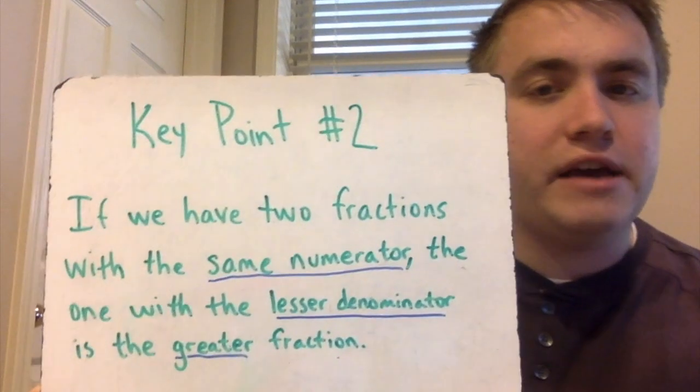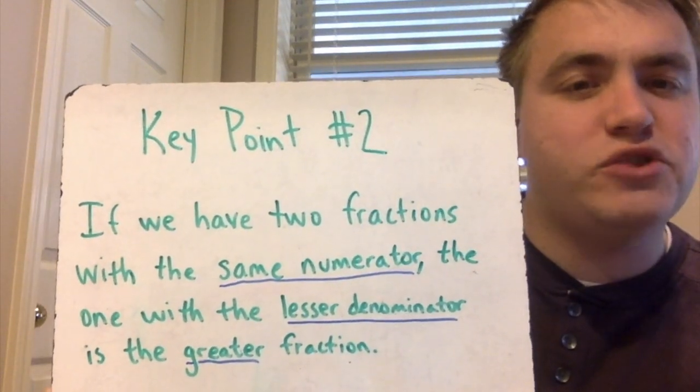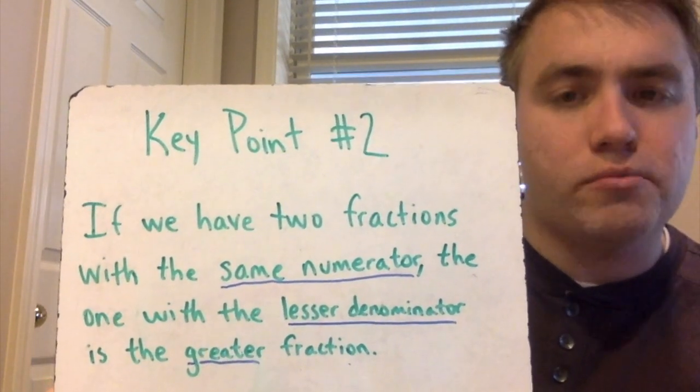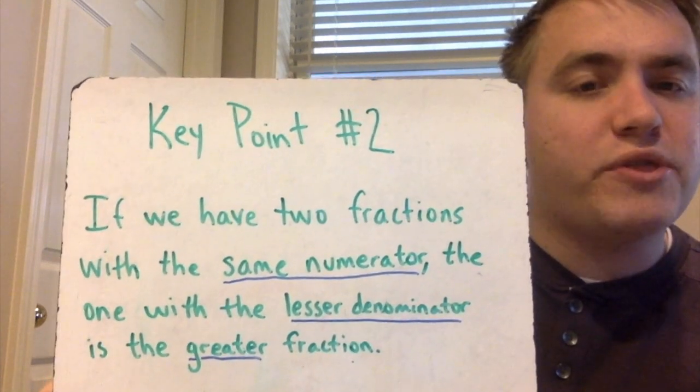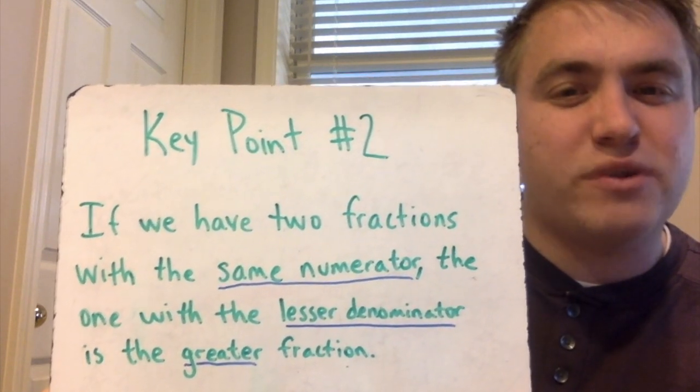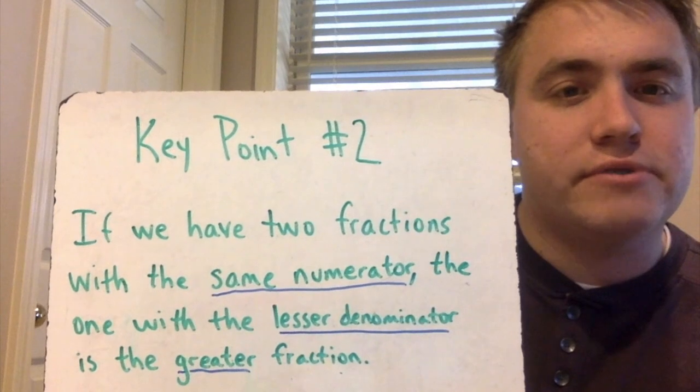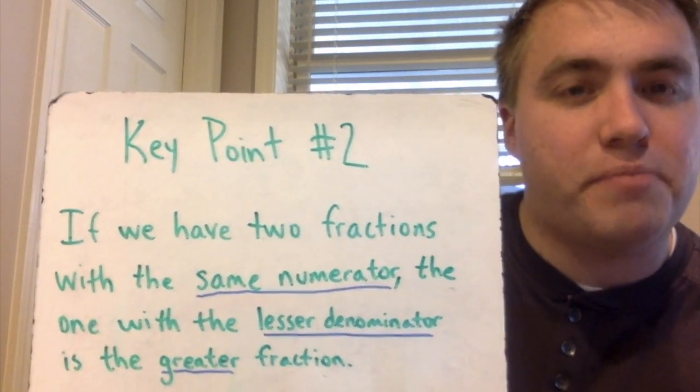I'm wondering if you have picked up on the little key point here, now with the numerators being the same and the denominators being different. But if not, here is the second key point of the day. If we have two fractions with the same numerator, the one with the lesser denominator is going to be the greater fraction.